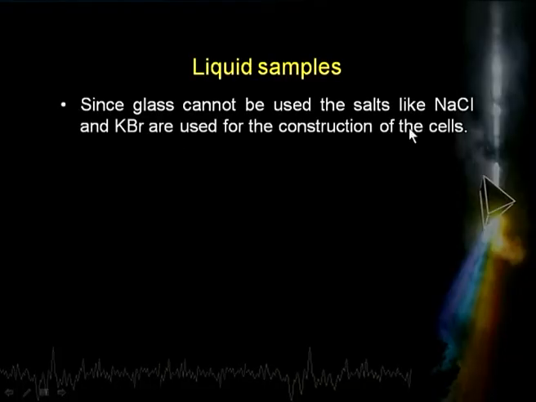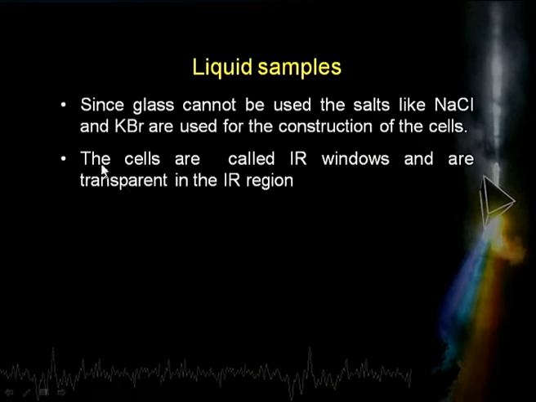Okay, now let us move on to liquid samples. We deal with liquid samples more often. For liquid samples, we know that glass cannot be used, so we take help of the two salts NaCl and KBr, which are used for the construction of the cells. That means NaCl and KBr are used as windows. Let us see how we use that. These cells are basically called IR windows, and they are transparent in the region because NaCl and KBr both do not absorb in the IR range.